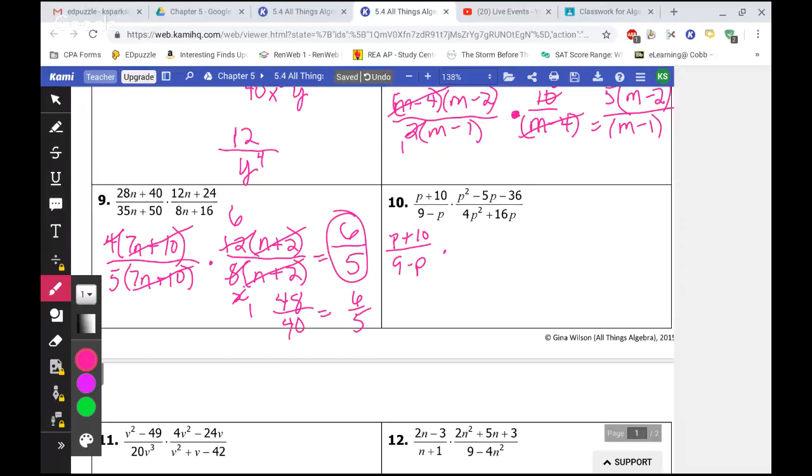I'm looking for two factors that multiply together to give me a negative 36, that when I combine those factors, give me a negative 5. So I know that one has to be negative and one has to be positive, and the bigger of the two has to be negative. So I know that negative 9 times a positive 4 would give me a negative 36. So I've got p minus 9, p plus 4. And on the bottom, I can factor a 4p out of both 4p squared and 16p.